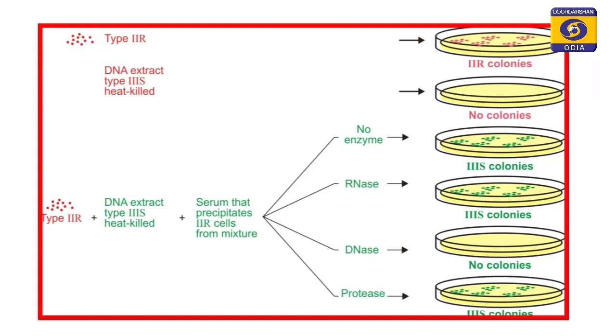Because during that time the purification of DNA was a difficult process. They thought there might be impurities with the DNA, such as proteins or RNA or any other chemical. That is why they treated these combinations with different enzymes. When no enzyme is given, 3S colonies appeared. When RNase is given, RNase meaning RNA degrading enzyme, any RNA in the DNA extract would be degraded. That means in presence of RNase treatment, 3S colonies appeared.